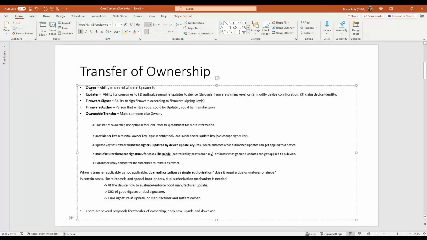Let me think how to factor that in. Maybe we just need to have a manufacturer key. Where do we have it? The public key is in the certificate, the identity certificate. The private key is protected.